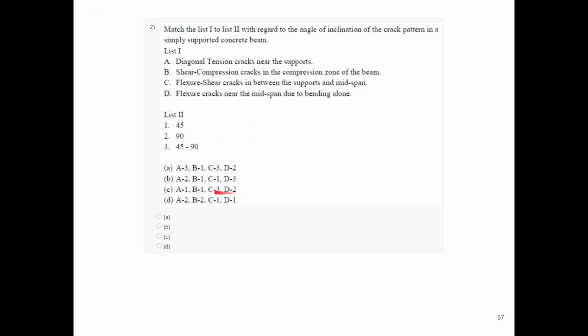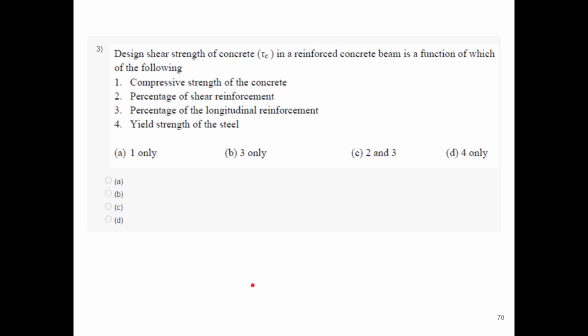So you can say C is the correct option. Okay? So A is 1. B, shear compression cracks in the compression zone. So this will be 45 again. So B is 1. Flexure shear cracks in between the supports and midspan. So it will increase from 45 to 90 as we go from support to midspan. So C is 3. And D, flexure cracks near the midspan due to bending alone. So this is 90. So D is 2. So C is the correct option. As you can see, C is the correct option.